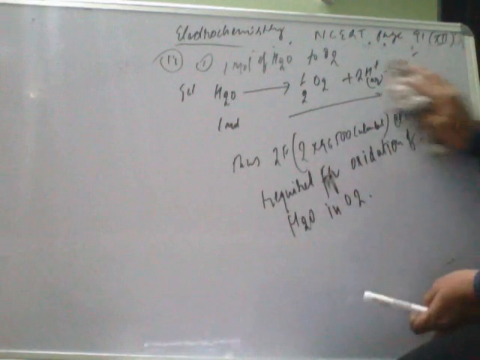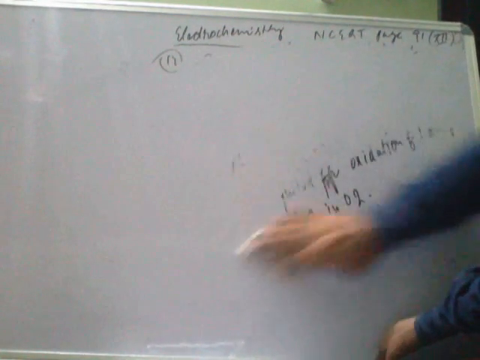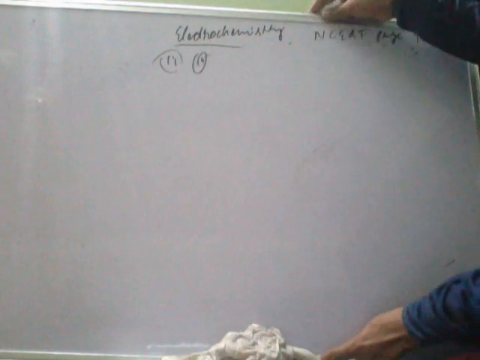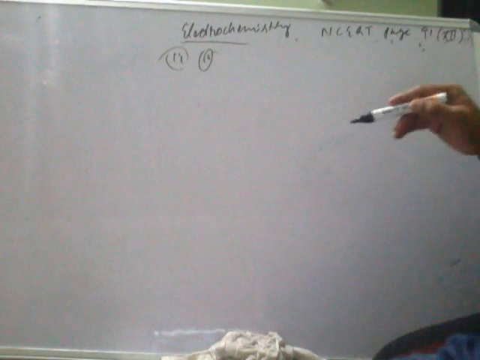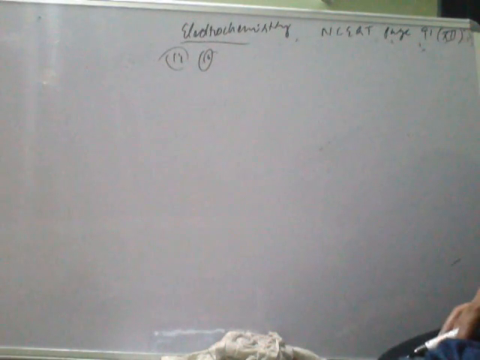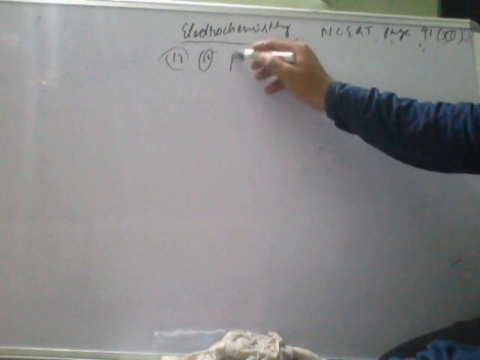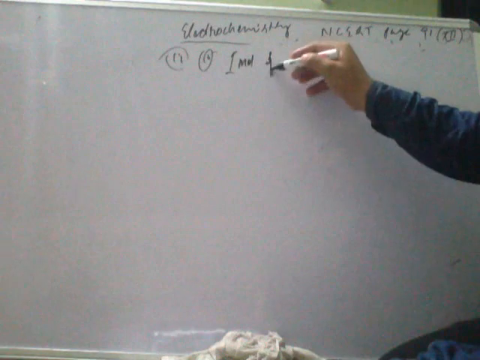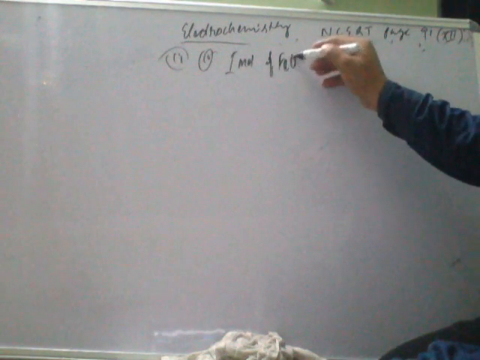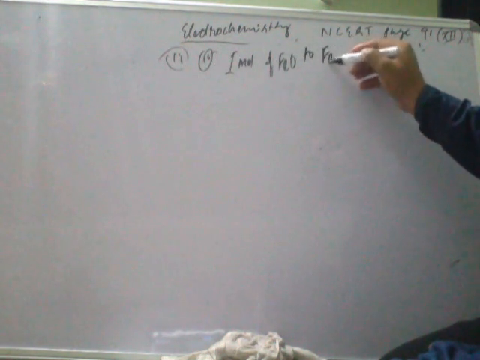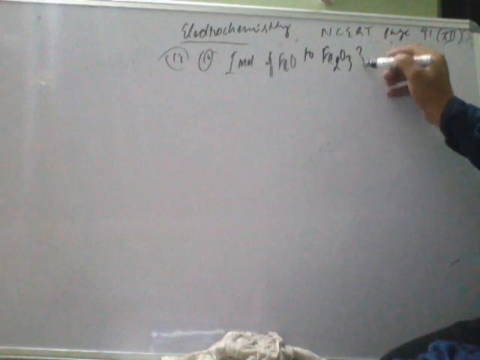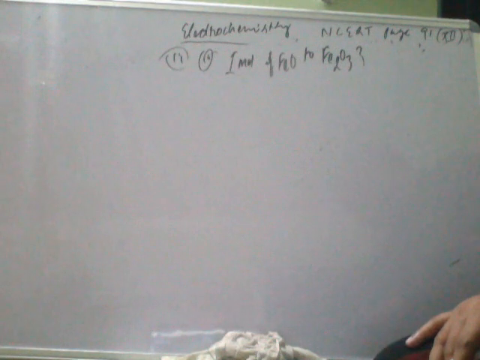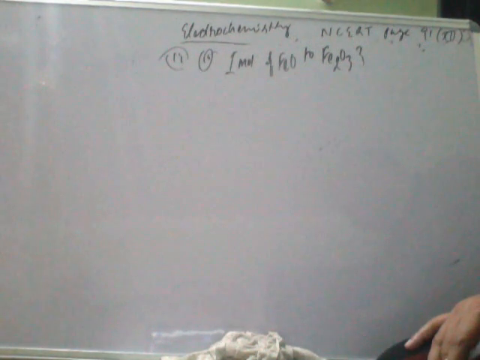Now come to question number 14, second part. What is question number 14 second all about? Let us see. It is 1 mole of FeO to Fe2O3, right? So you have to convert 1 mole of FeO to Fe2O3.